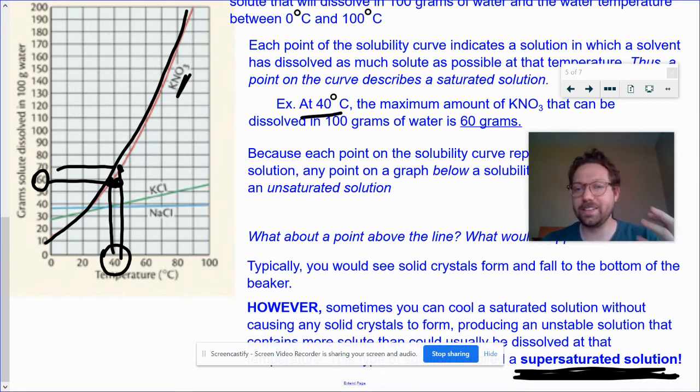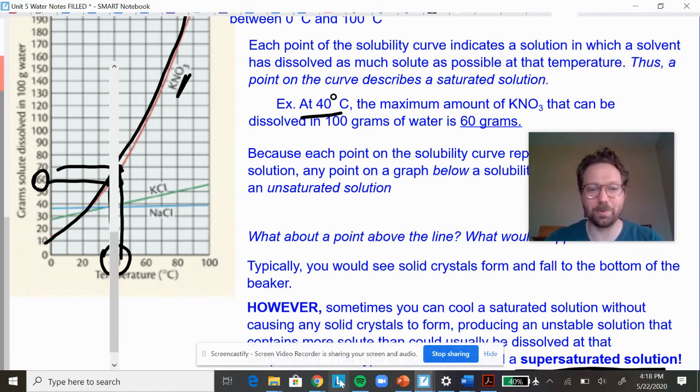The thing is, it's not very stable, as you can imagine. So if you bump it just slightly, or if you add just a little bit more after it cools off, all of the extra that can't dissolve at that temperature will immediately come out. And so it's pretty cool what it looks like. I'll show you an example here.